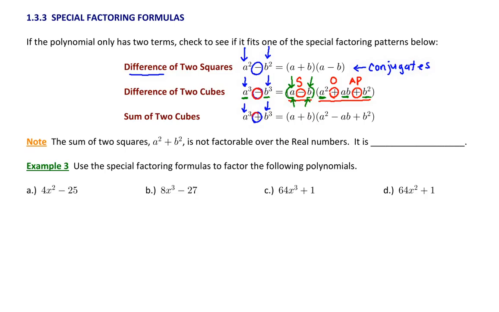So whatever sign I have here between my 2 cubes, I'm going to keep the same sign in between the terms of my binomial factor. I'm going to choose the opposite sign for this position, and remember that last one is always positive.